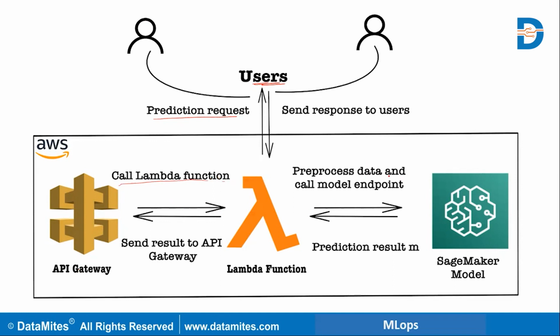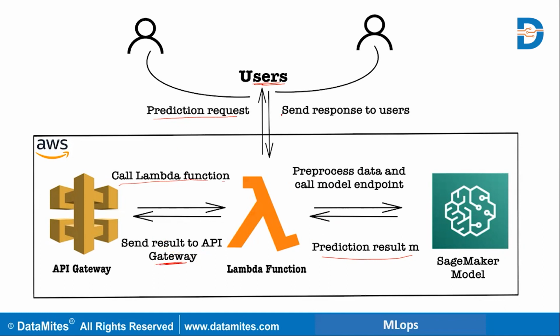Then it will pre-process the data, and after that, it will call the model endpoint. With the help of the endpoint, the Lambda function is connected with SageMaker. So the input will be given to SageMaker with the help of the endpoint, and the prediction is done. Once the prediction is done, the predicted result will be given back to the Lambda function. The Lambda function will get the predicted result, and after that it will send the result to the API Gateway.